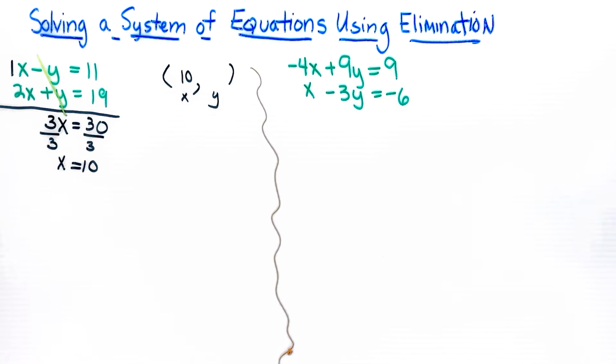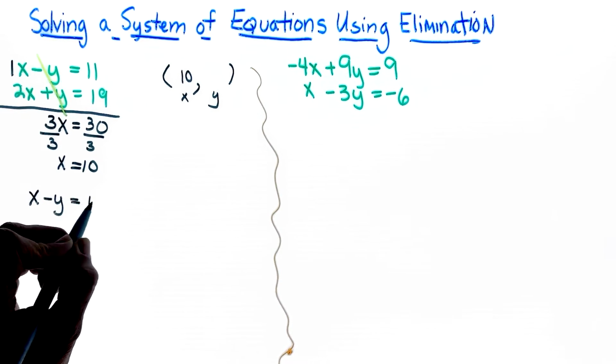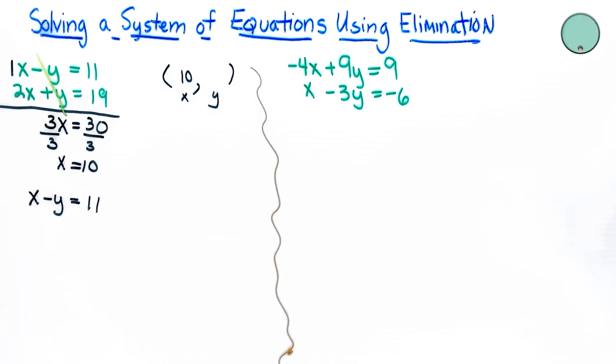Now I get to decide which equation I want to go back into and just substitute the 10. And it's the original equation. So I'm going to write x minus y equals 11. I picked the first one. You could pick the second one.